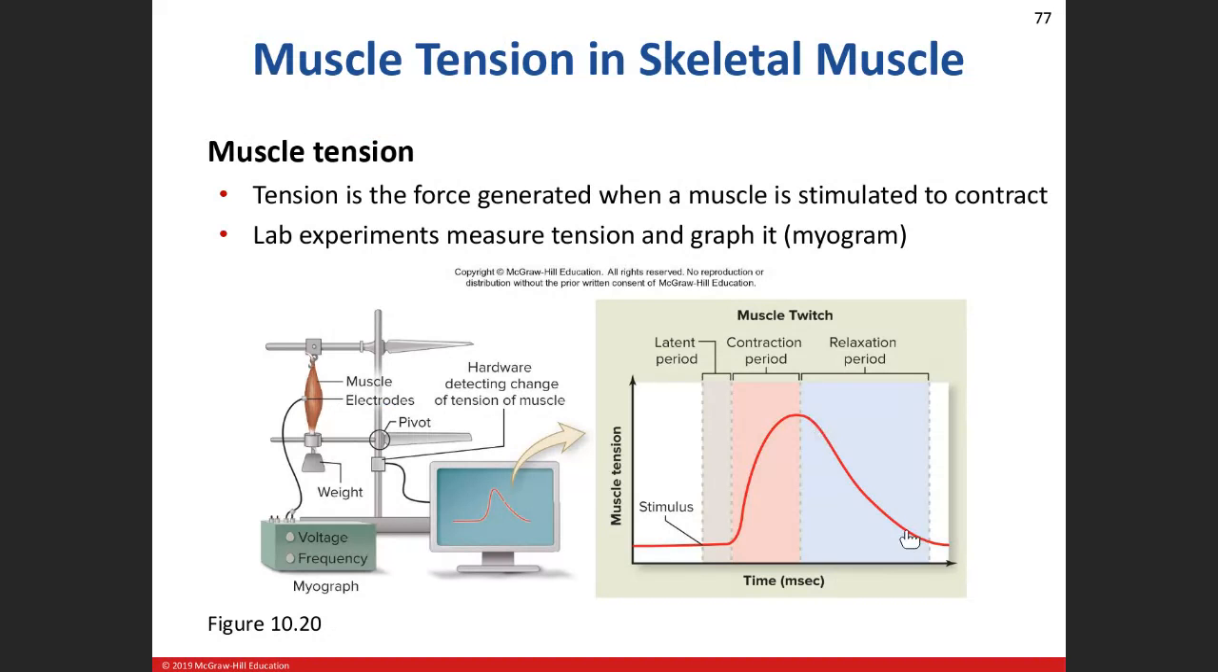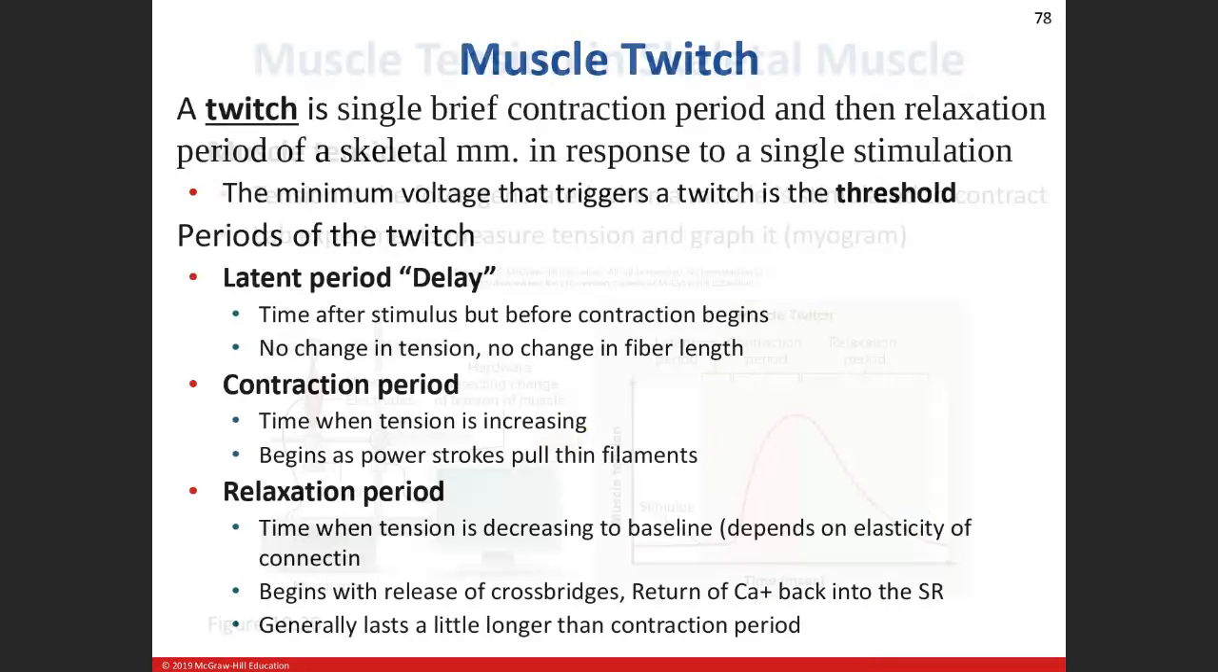So here's our relaxation period. All those events that I talked about that occur during relaxation occur here. So the contraction period is relatively short. Okay, the relaxation period is a little bit longer, right? That's a muscle twitch, so keep that in mind. It includes the stimulus, it includes the actual contraction followed by the relaxation.